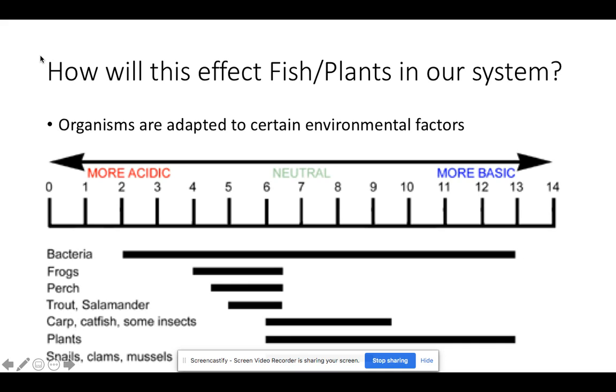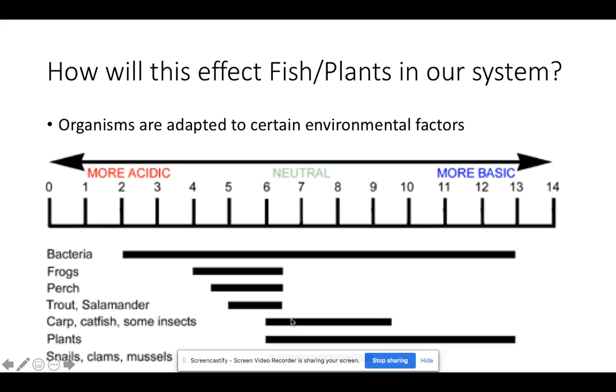So pH will affect the fish and plants in our system because organisms are adapted to certain environmental factors. If you look at this, bacteria hold a wide range of pHs. They can survive anywhere from a pH of 2 to 13. Now, when you get into more complex organisms like frogs, perch, and salamanders, the range they can survive in is very limited.